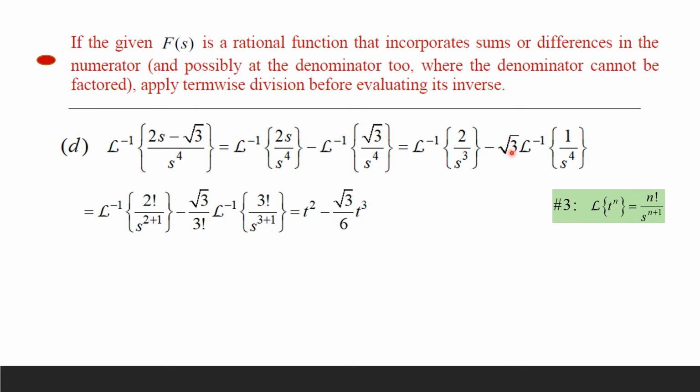minus square root of 3 times the inverse of 1 over s to the power of 4. Okay, so s to the power of 4 is the same as s to the power of 3 plus 1. Write down 3 factorial at the numerator, and to get back the original number, we have to divide back by 3 factorial. So square root of 3 divided by 3 factorial multiplied by 3 factorial gives back square root of 3. And now we can apply formula number 3 to get the inverse of this function. So inverse of 3 factorial over s to the power of 4 is equal to t cubed. And the constant at the front of t cubed is square root of 3 divided by 6, because 3 factorial is 6.